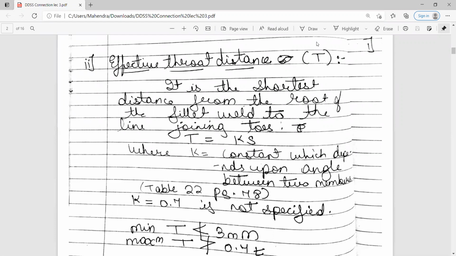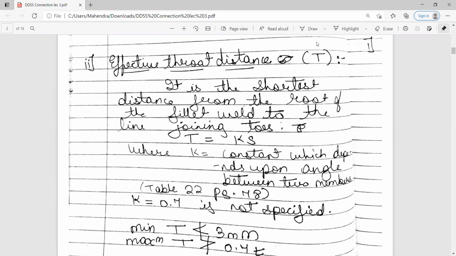You can see in the diagram, all that you had already drawn before. So it is nothing but the shortest distance from the root of the fillet weld to the line joining the toes. The line joining the fillet weld and the toes, it is that distance. And the formula to calculate T is K into S. What is K there? K is nothing but the constant and it always depends upon the angle between the two members.